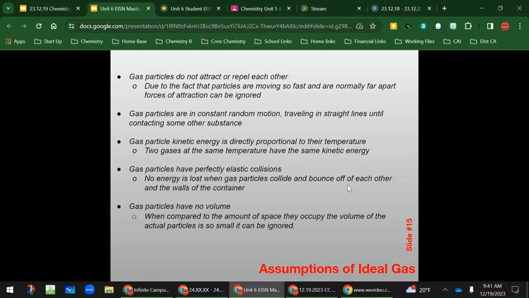That's the reason. Number 2, gas particles are in constant random motion, traveling in straight lines until contacting something. So there is a gas particle moving right towards Angel's head. It doesn't go right around it. No. It hits him dead center in the forehead and then bounces off in another straight line. Now, how do we know that all the particles in this room are moving in constant random motion?